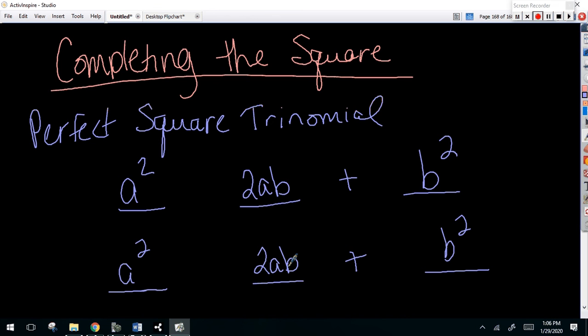Now, I'm missing something here. What am I missing? The first sign, right? That's because it can be either a plus or a minus. So once I check these things and I figure out that I've got a perfect square trinomial, it tells me that in order to factor it, it's super easy. I take the square root of the first term, the first sign, and the square root of the last squared. And it factors.